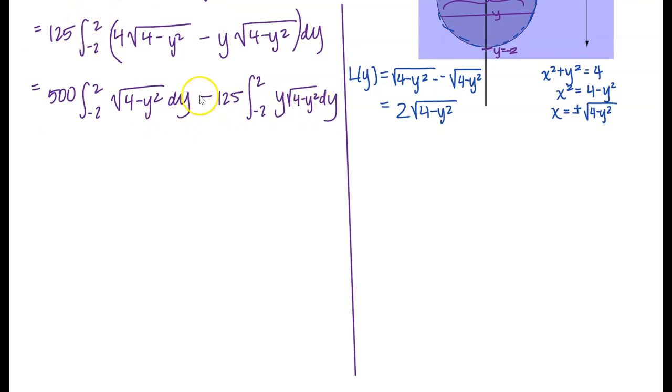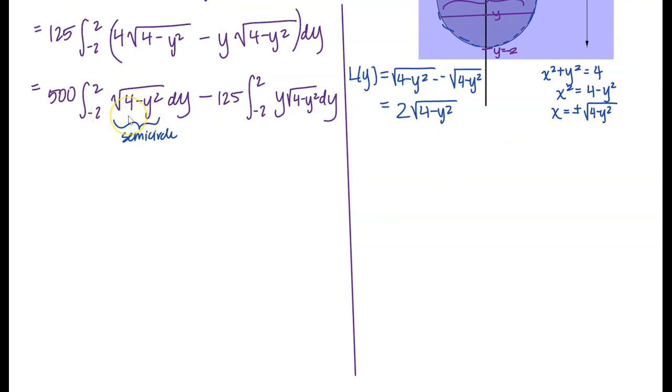Okay, so now looking at these two integrals, let's take a look at this first one. The square root of 4 minus y squared actually represents a semicircle. So in order to calculate this definite integral, it's really a matter of recognizing that this is a semicircle of radius 2, and we're integrating from negative 2 to 2. This should be familiar because that's how we found that equation a few minutes ago.